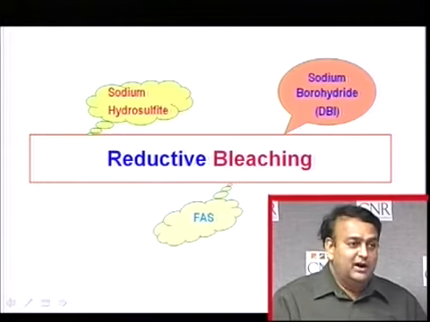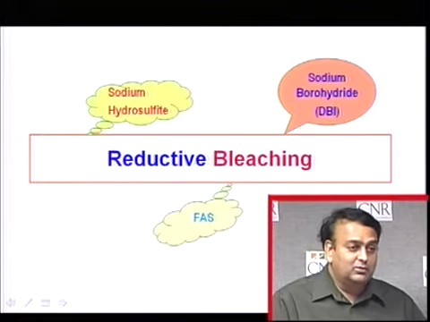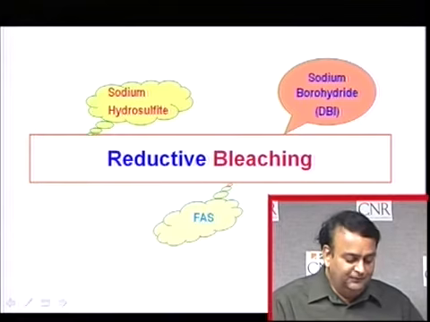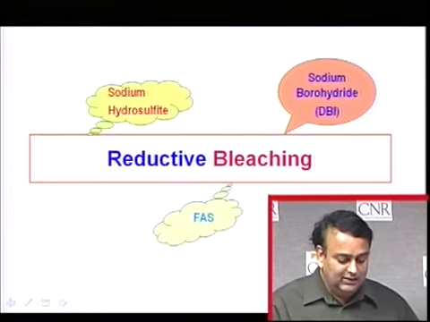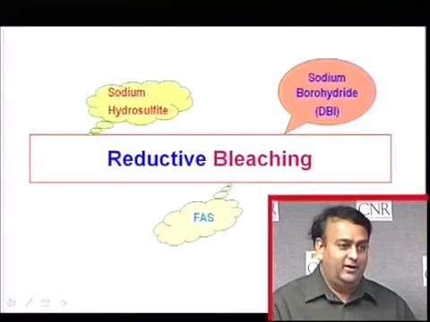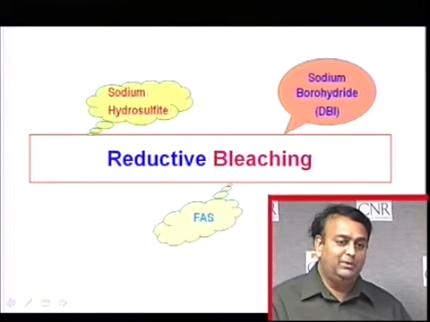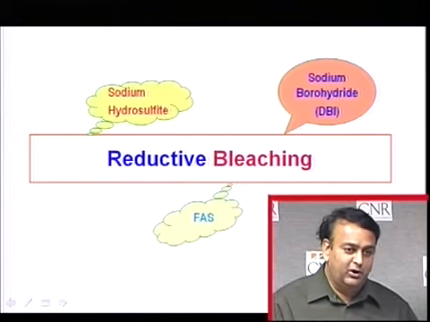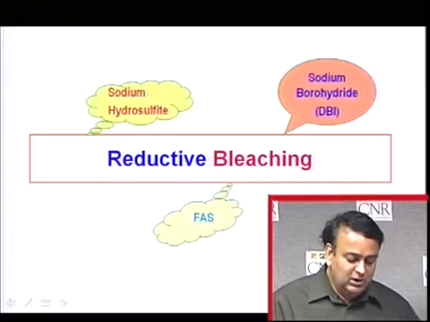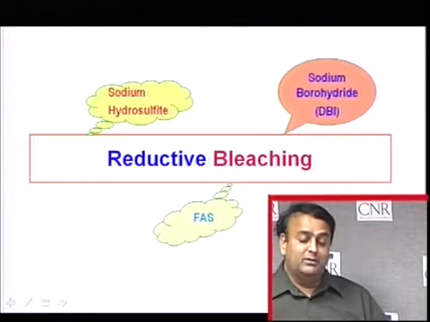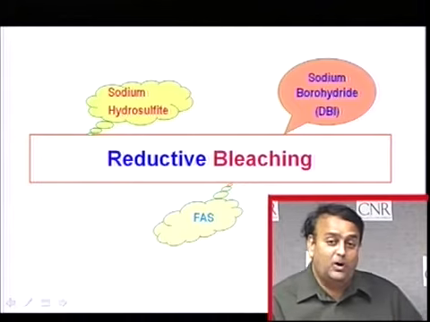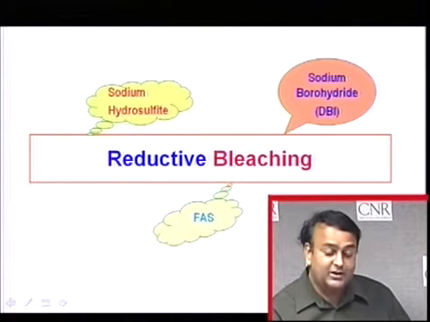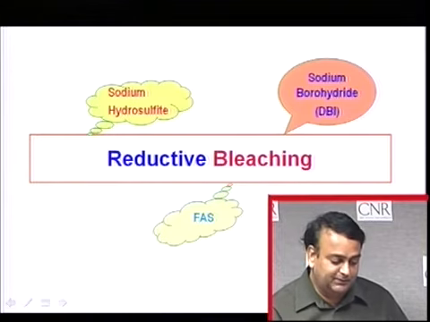There are 3 types of reductive chemicals: sodium hydrosulfide, FAS, which is formamidine sulfinic acid, and then sodium borohydride. The process is called DBI and is marketed by Rohm and Haas company. The process is called direct borohydride injection. That's what DBI stands for, direct borohydride injection.